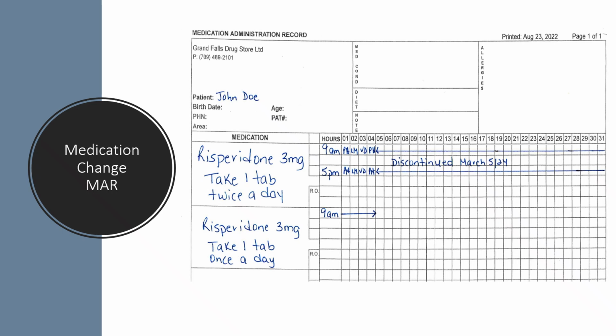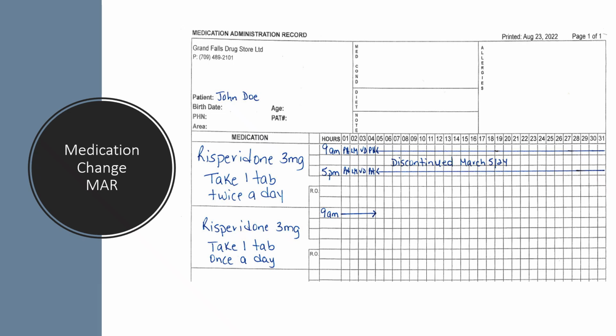Here is an example of a medication change documented on a MAR sheet. The previous prescription label for risperidone 3 milligrams twice a day has been discontinued starting on March 5th, the date of the appointment. There has been a line drawn across to the end of the month beginning on the discontinuation date of March 5th. Ensure this is done for both administration times of 9 a.m. and 5 p.m. Note discontinued March 5th is written above the line.